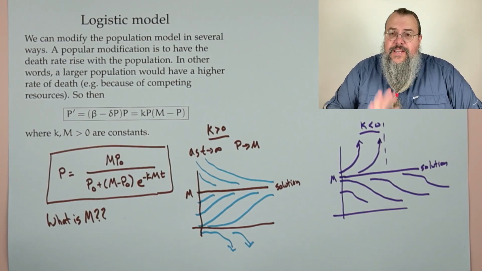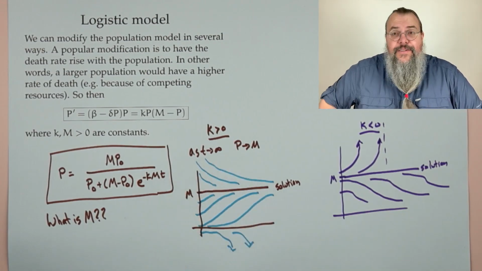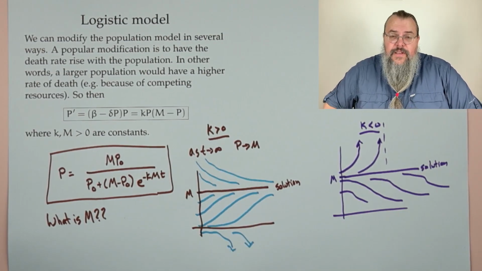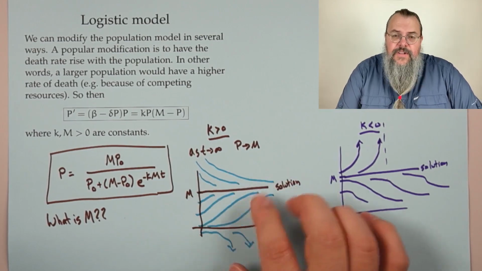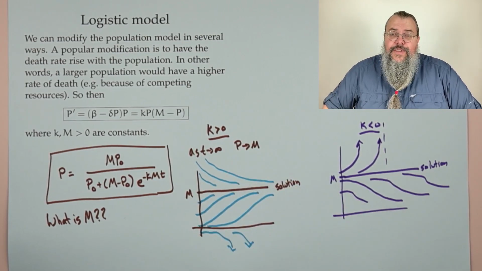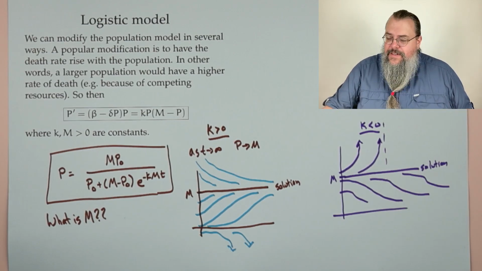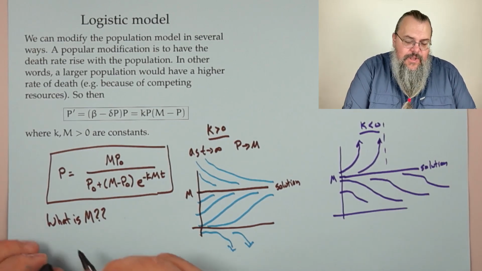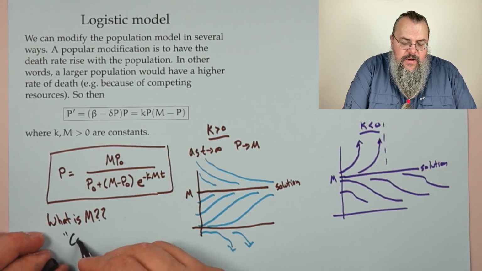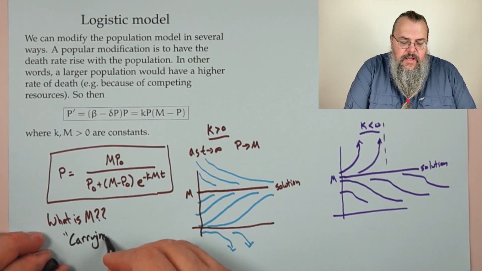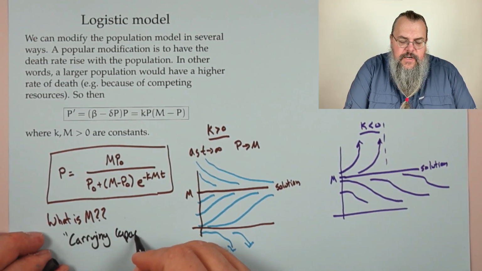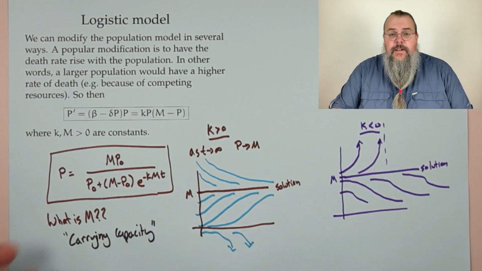You should essentially say the default is k is positive, because this is the type of situation that we tend to typically associate with populations. All right, so what is m? I didn't write that down, but I said it out loud, so I should write that down. We think of m as, I'll call it carrying capacity. How much can your environment support? And there we go.